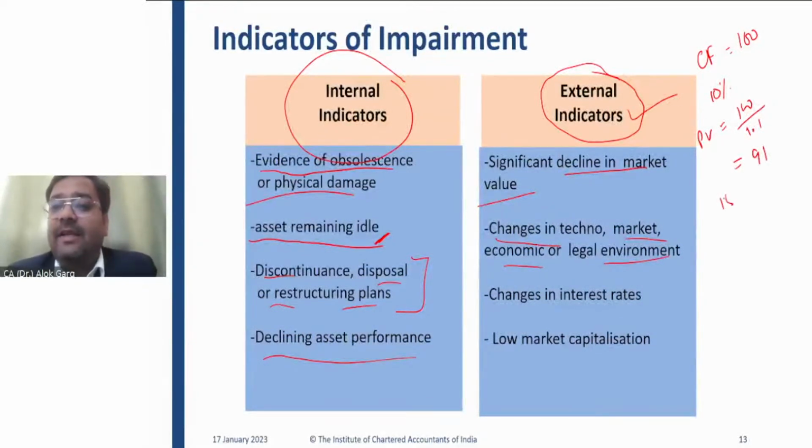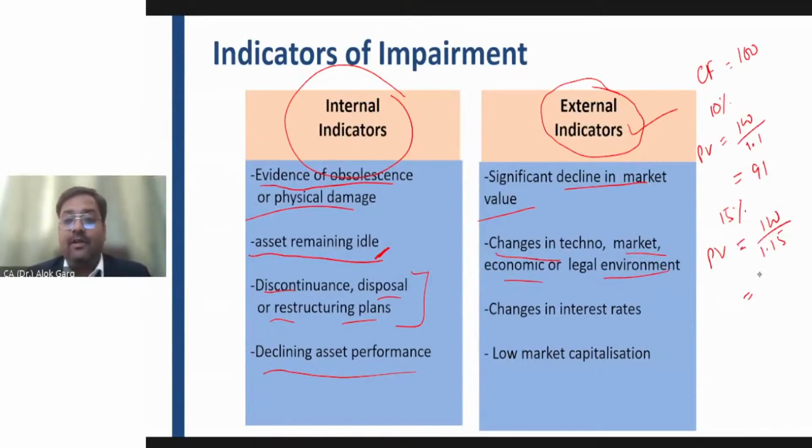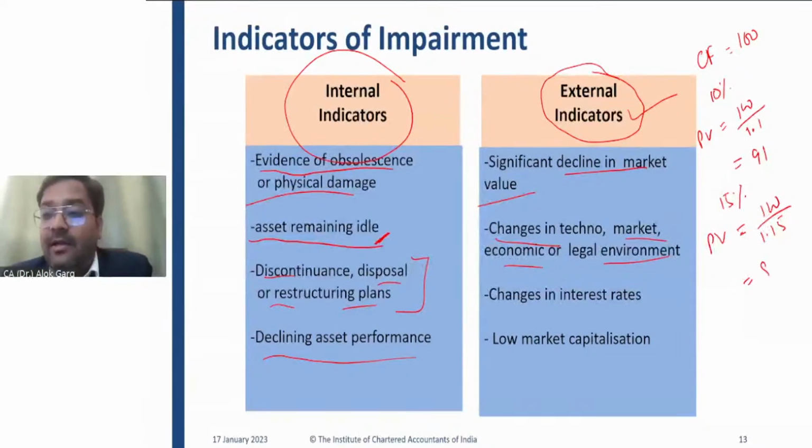Let's say the interest rate has increased. It becomes 15%. Now you will calculate present value by 100 divided by 1.15. So friends, in this case, what will be the present value? 100 divided by 1.15, it comes out at 87. What does it mean? If interest rate increases, your value in use will go down. Again, it is an external indicator of impairment.